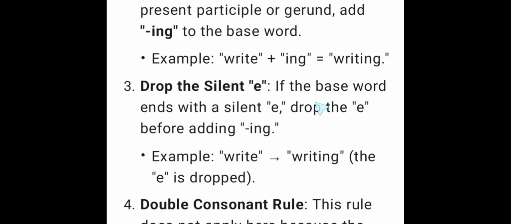Drop the silent e. If the base word ends with a silent e, drop the e before adding ing. So for write, this e is silent. So to add ing, we will drop this e and we will write ing.